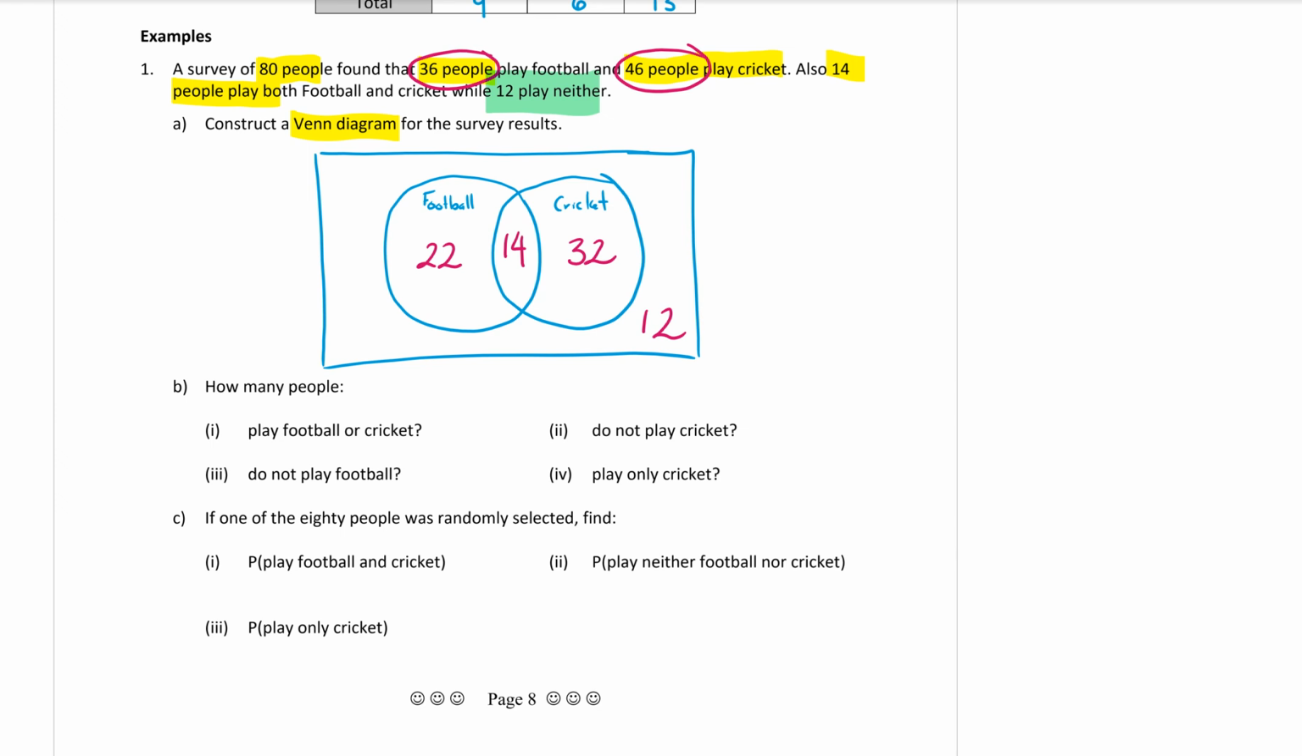So in part B it says, how many people play football or cricket? Now this is not probability, this is just saying how many people play football or cricket. So there is 22 people who play football, 14 who do both, and 32 that just play cricket. We would need to add all those together to find out how many people play football or cricket. So that's going to be 22 plus the 14 plus the 32, which makes 68 people.